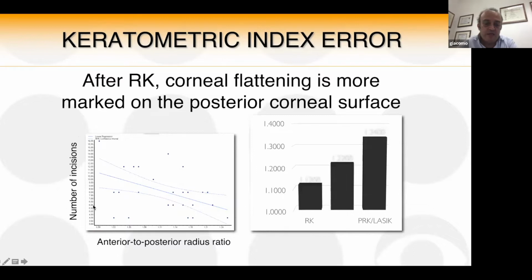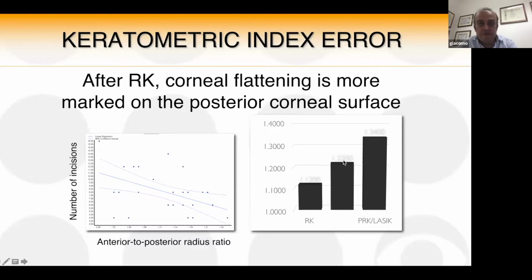And this change is proportional to the number of incisions. And if you take a look at the graph to the right, you see that, okay, the number here is hard to see, I don't know why, but you see that the normal ratio in healthy unoperated eyes is 1.22.